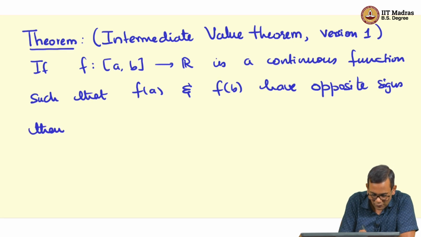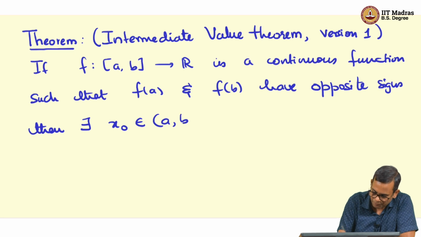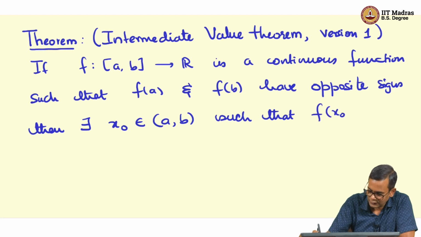Then you can find a point in between. There exists a point x naught strictly between a and b, such that f(x naught) is equal to 0.